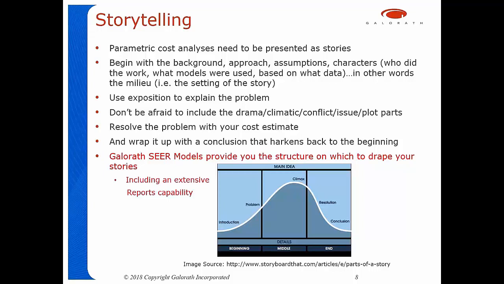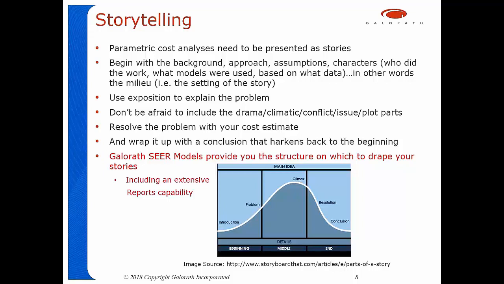Then use exposition to explain the problem. Good old Wikipedia says exposition is the insertion of important background information within a story. For example, information about the setting, backstories, prior events, historical context, and so forth. I would advise not to be afraid of including bits about drama, conflicts, and issues that you had to deal with as part of the analysis. They may well come out anyway in the form of questions that you're going to be asked. So I think it's a good approach to bring them up proactively and deal with them at the opportune points in your storyline.